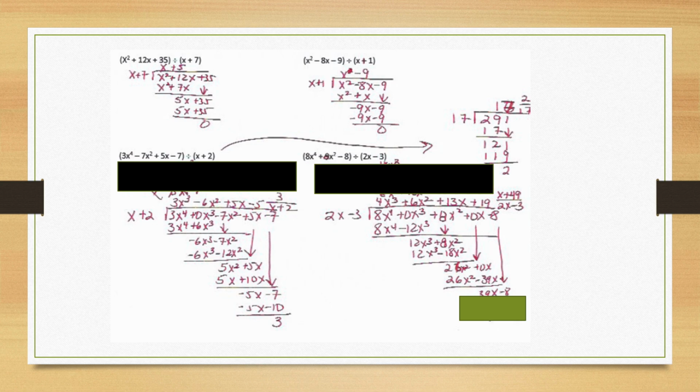Then what we're going to do is say how many times does 2x go into 39x? And that would be 19 times, because 2x times 19 is 38x, and then 19 times negative 3 is minus 57. And when I'm done subtracting, I'm left with x plus 49. And I'm out of opportunities to go any further. I've done the last term. So the final answer is 4x cubed plus 6x squared plus 13x plus 19, and then x plus 49 over 2x minus 3. Okay.